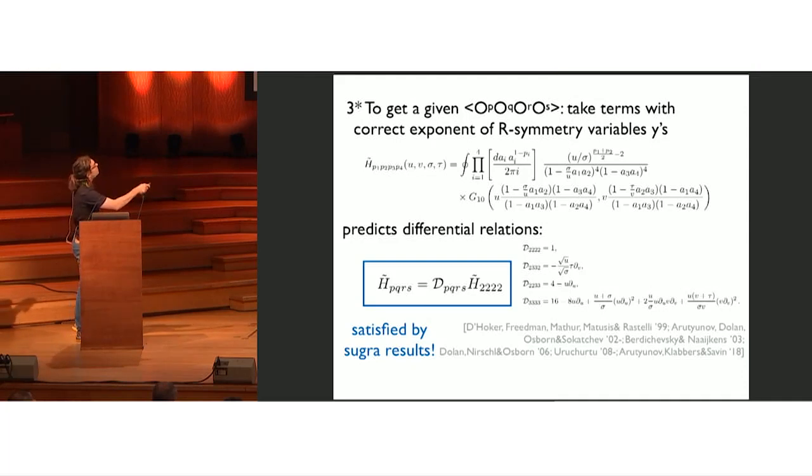If you evaluate it in practice, what it predicts are differential relations. And you can check this relation against results that are 15 years old. It just works. The pattern was not noticed, but it just works.